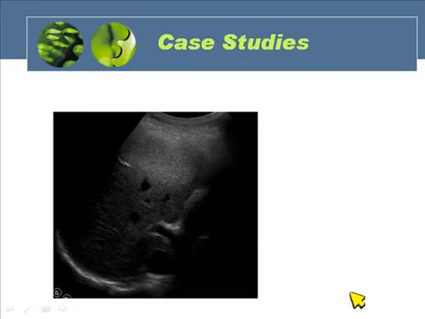This image, what do you think? In this image, there's either a mass here, which I don't believe, or my near field echoes are too high.